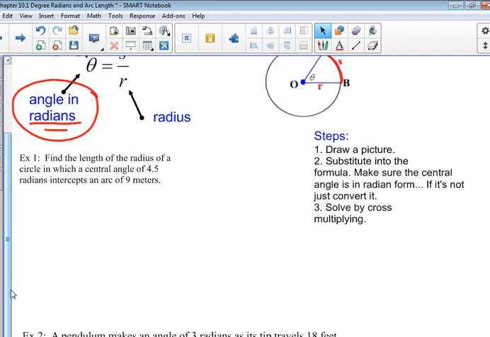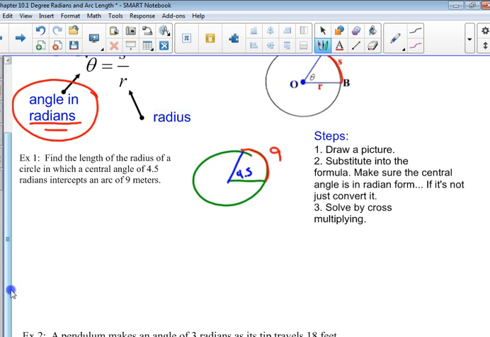Let's do this. So first up is to draw a picture, right? If we need to, we just substitute some things in. We have to find the length of a radius of a circle. So here's a little circle. I don't know what the radius is. We have a central angle, some angle of 4.5, and it intercepts an arc of 9 meters. So the arc is this part. This part's 9. Now I don't know what my little radius is.